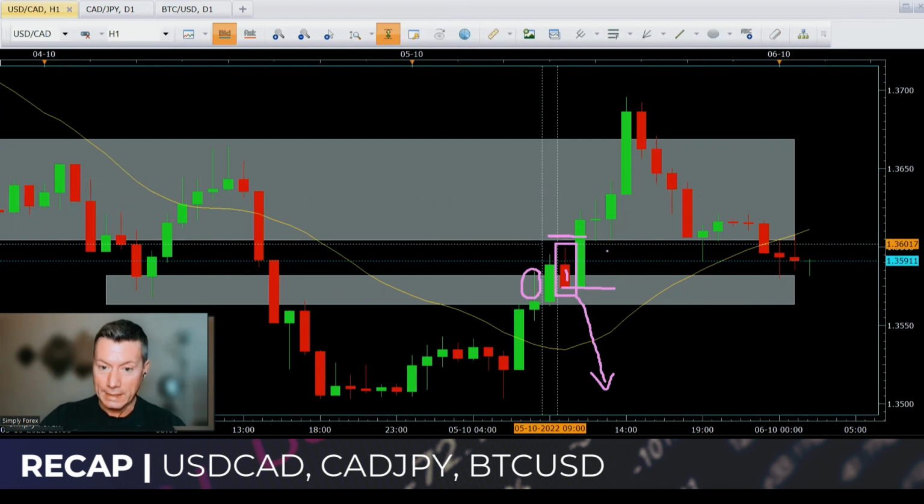But as you can see, my stop here got taken out. I'm going to show you how I actually traded this. But for now, let's just trade it as if we had a normal stop loss. So if you had entered on this candle and put your stop loss here, you would have got taken out.